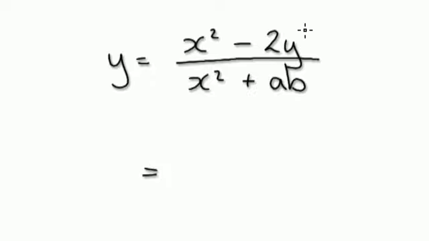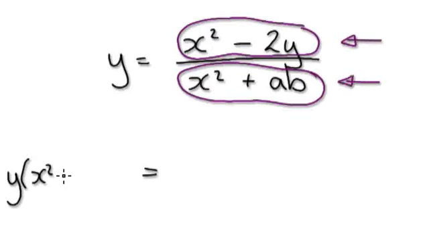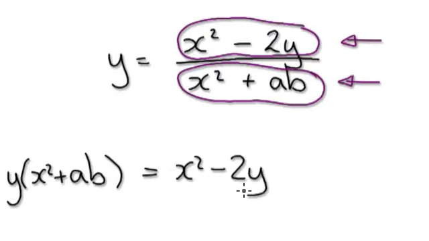So here at the moment, visualize it as one bubble over another bubble. It's two layers at the moment, 1, 2. So let's times both sides by the bottom bubble. So you will have this: y bracket x squared plus ab close it off equals x squared minus 2y.